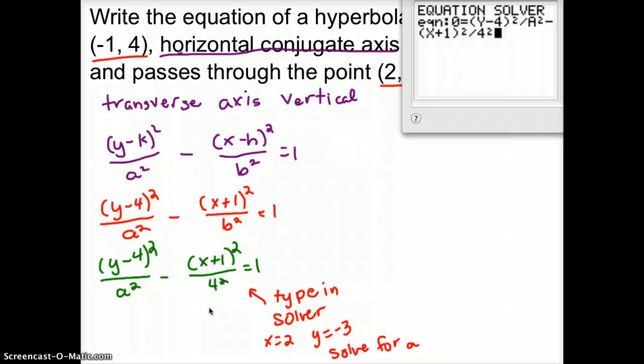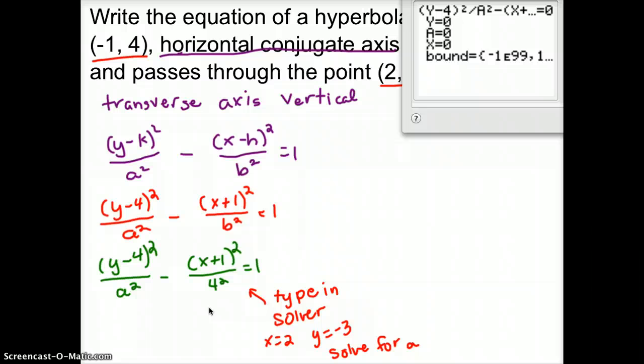Okay, so we have that typed into the solver. And then we're going to put in 2 for x, make sure you get in the right spot, and -3 for y, because that was the point that we have. And now I'm going to solve for a. So I press alpha, make sure you're sitting on the a, and then press alpha solve. Okay, so that gets me a equal to about 5.6. Remember that repeating 9 thing is actually not really there. It's the way the calculator ends up rounding it.